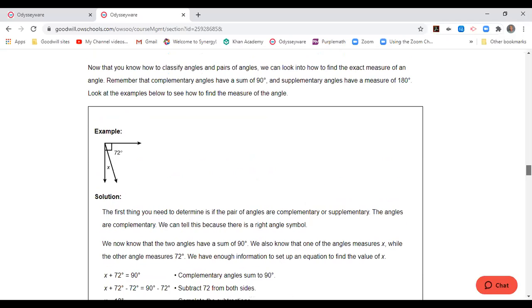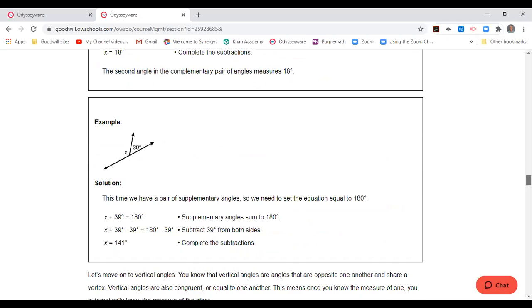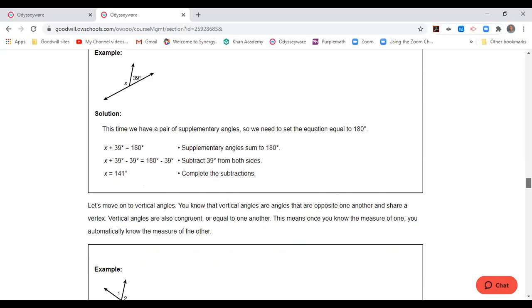Got to remember what's complementary and what's supplementary, though. If you mix it up, you won't get them right. Now this one here, the second example, those are supplementary, so they have to equal 180, right. So they've written it out here as x plus 39 equals 180. You could just as easily say 180 minus 39 equals x. It's whatever makes the most sense to you.